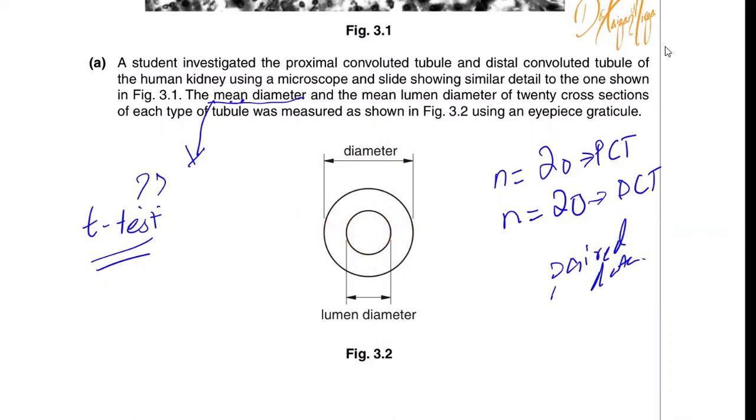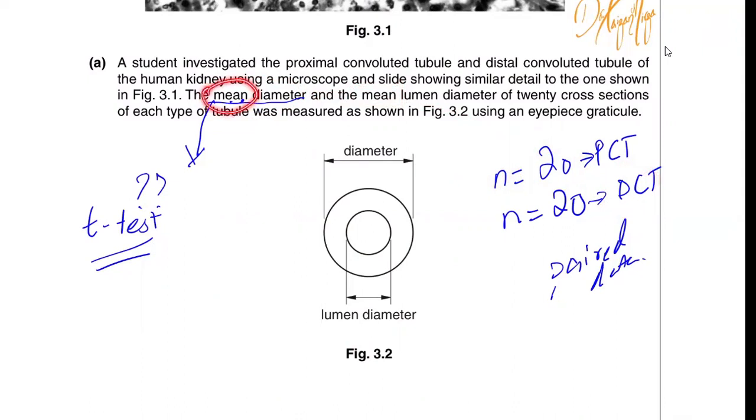Now, what was the student doing? The student took two types of tubules, proximal tubule and distal tubule, and actually took 20 observations of each. So small n for PCT was 20 and small n for DCT was 20 as well. So this is paired data, where you are using various observations of one kind and then calculating the mean of that. For example, if 20 tubules were measured, the student calculated the mean diameter of all the 20 of PCT. Then the student took 20 DCT, and took the mean of those as well.